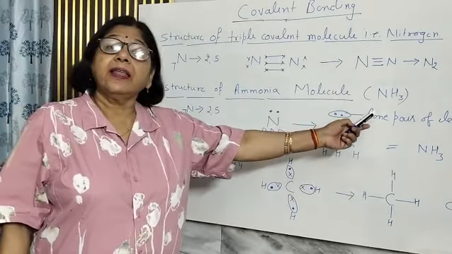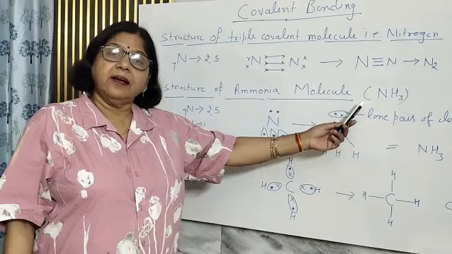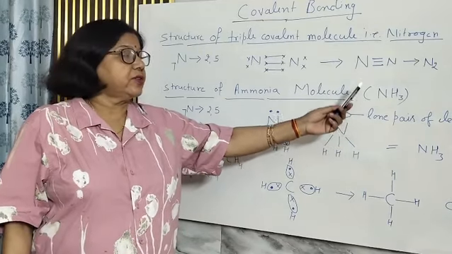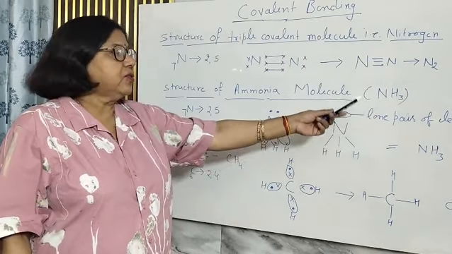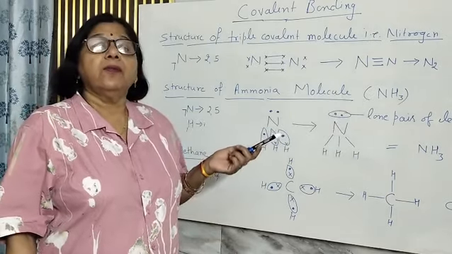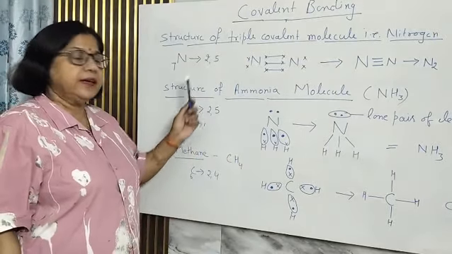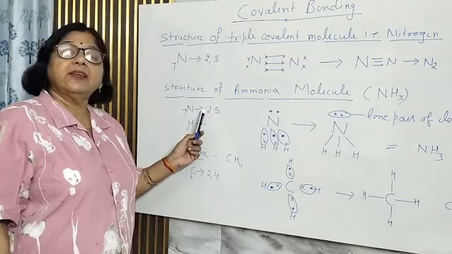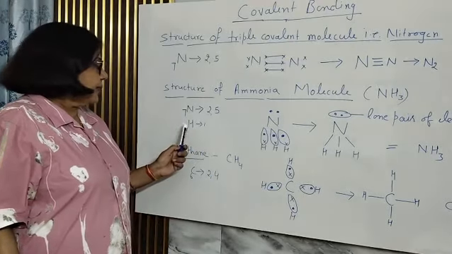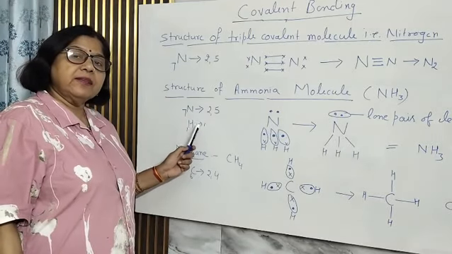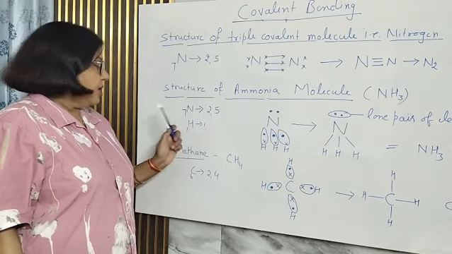Ammonia, whose formula is NH₃, right? NH₃ is very clear: one atom of nitrogen and 3 atoms of hydrogen. So how will they form a covalent bond? Now look here, as we have discussed earlier, nitrogen has the configuration 2 and 5, right? And hydrogen has the atomic number 1, its configuration is only 1 in the K shell, right?